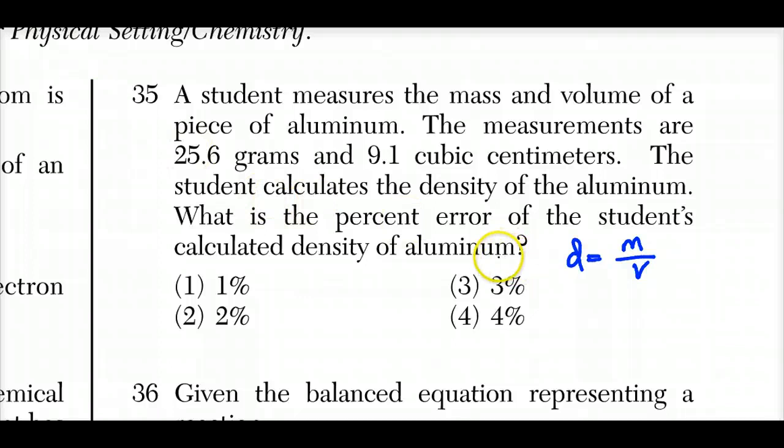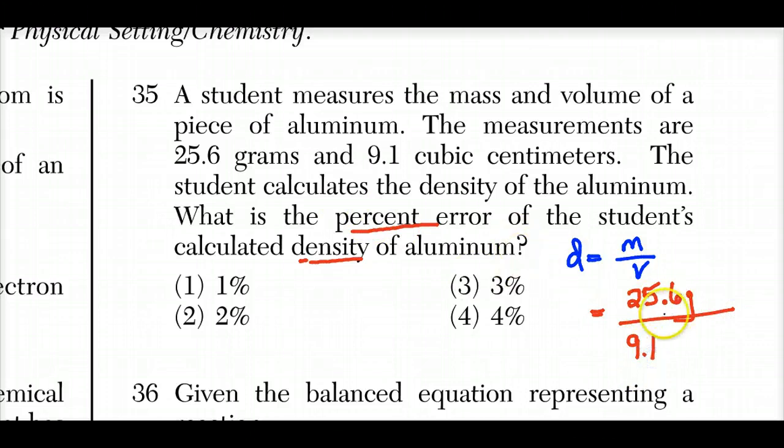The problem here is they want the percent error of the student's calculated density. So they calculate the density of aluminum. They want the percent error of the student's calculated density. So first of all, we're going to have to come up with the calculated density. So density is mass over volume, and the mass is 25.6 grams. The volume is 9.1. Now, cubic centimeters, if you remember, is centimeters cubed, and that's a volume, length times width times height.